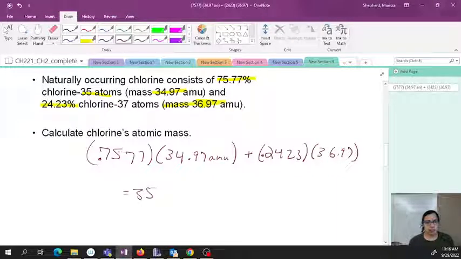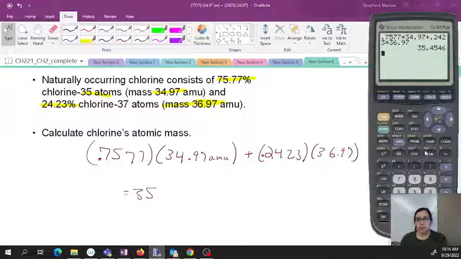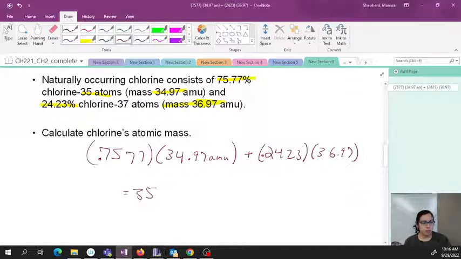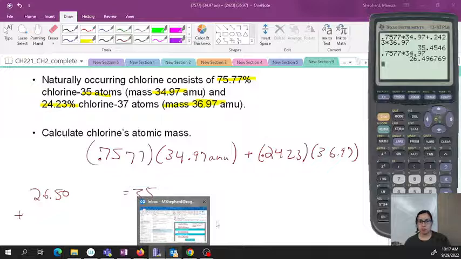And so sig figs, I might have already messed this up on the sig figs. So multiply this. I'm going to have to go back. So that gives me 4 sig figs, so 26.4 or 26.50 plus, sorry, just trying to figure out my sig figs.